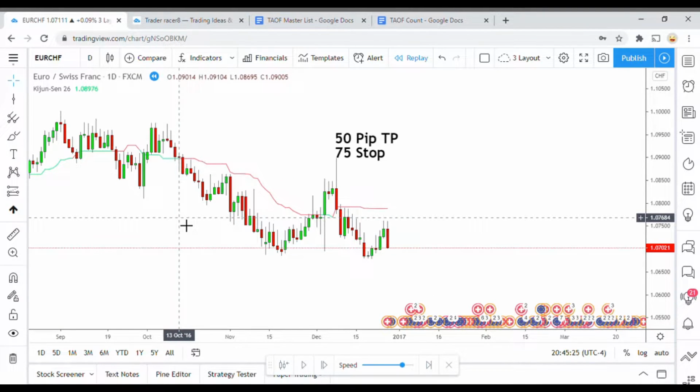So if you have never heard of the Ichimoku, I suggest you do some research into it, play around with it. It can be a pretty overwhelming trading system. There's a lot of moving parts to it, and there are many, many different ways to trade it. Depending on who you ask, you will most likely get a different answer as to how you should be trading the Ichimoku system.